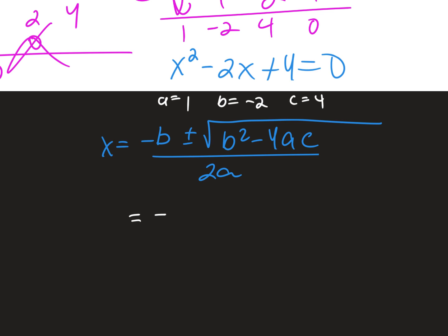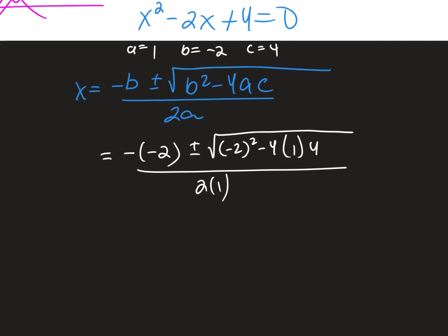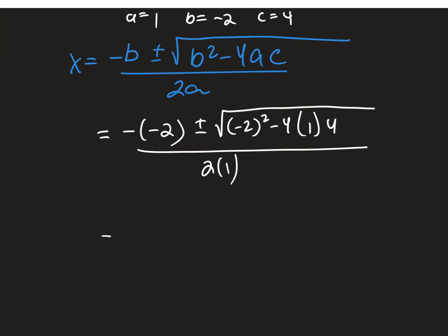All right, so let's just plug everything in. So I have negative 2. Some of you are like, can I just write a positive? Sure. I just don't want to miss any signs, so I'm just going to write it all out. So plus minus the square root of negative 2 squared minus 4 times 1 times 4 all over 2 times 1. Did I write everything correctly? Check me. It's Monday morning. All right. Minus a negative gives me a positive. Perfect.